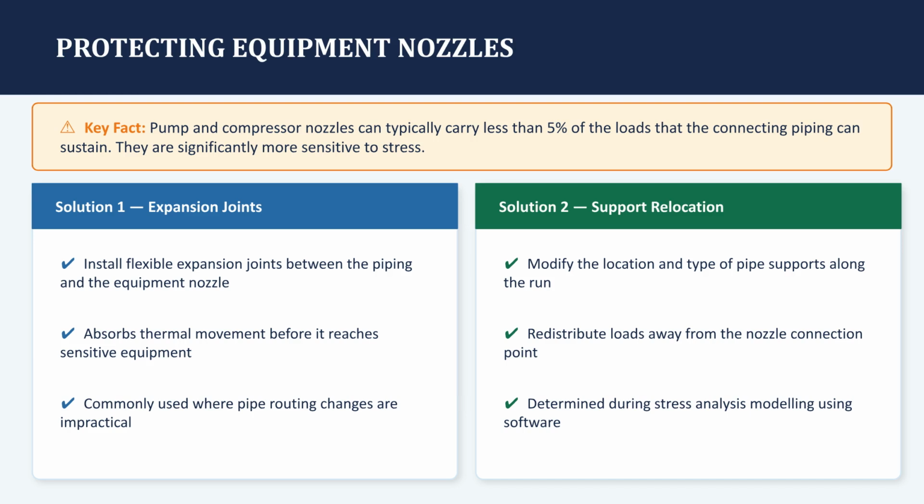So, in short, if a nozzle is being overloaded, engineers have two main tools: add flexibility right at the connection with an expansion joint, or redirect the loads elsewhere by relocating supports. Often, real projects use a combination of both. Now, naturally, the question is, does every piping system need this level of detailed stress analysis?